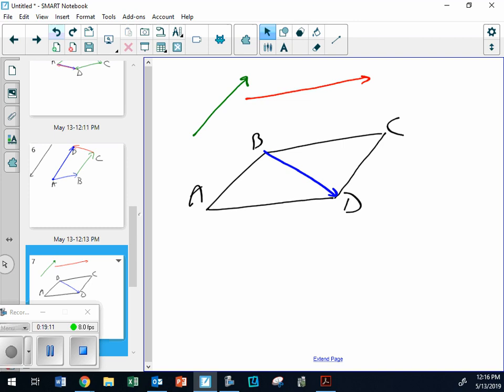BD is not exactly the same as DB, but it's really close. What's the difference between them? Think. Different direction, and therefore, do you know how you could get the direction piece out of a vector? Yep, you could make it a scalar. How could you do that? How could we say that BD all of a sudden has no direction?